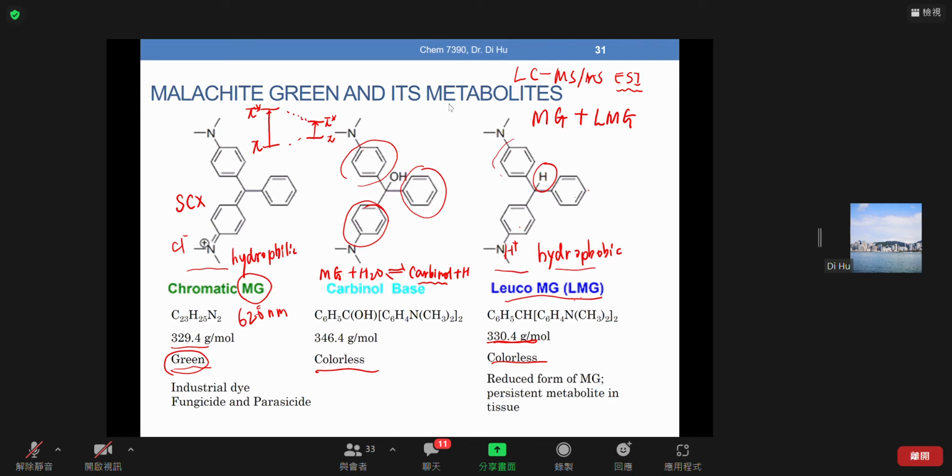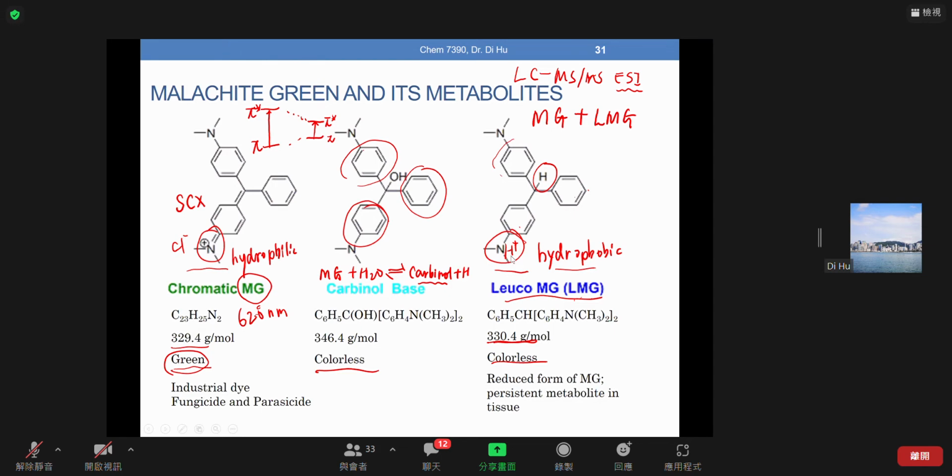Which ionization mode can we use? Positive mode or negative mode? ESI positive, ESI negative? Very good, thank you. ESI positive. Why? Look at the structure, right? Understand? Okay. And to facilitate the ESI ionization, we learned last week.